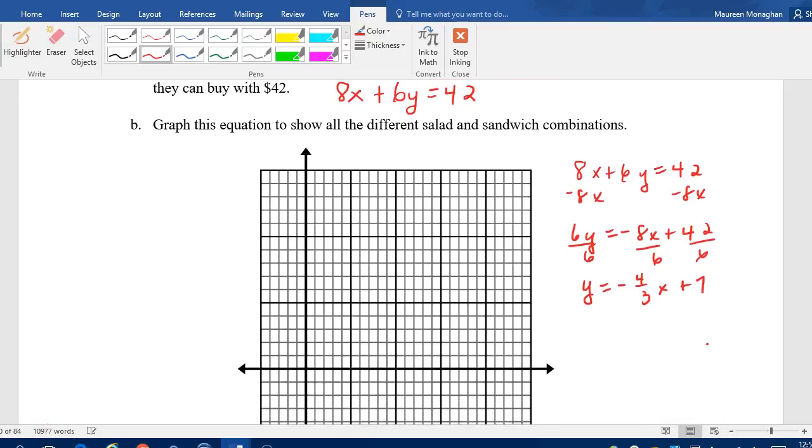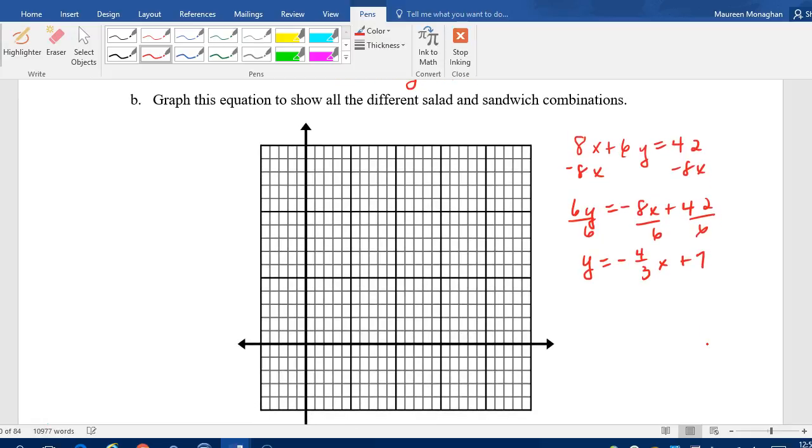Okay, so we're going to have to go ahead and label our graph. And it looks like we can go 5, 10, 15, 20, and 25. And since this is the X, this is going to be the number of salads. Okay, and the Y is the number of sandwiches. I'm just going to put sand. And once again, we'll go 5, 10, and 15. So we have to plot these points.